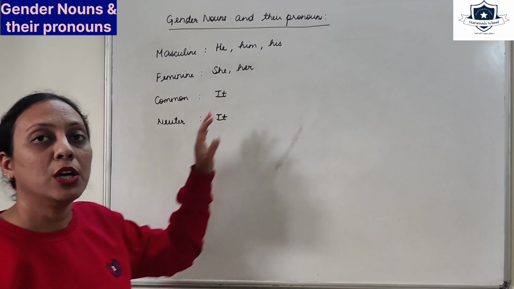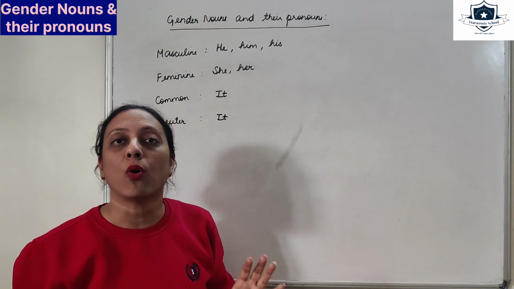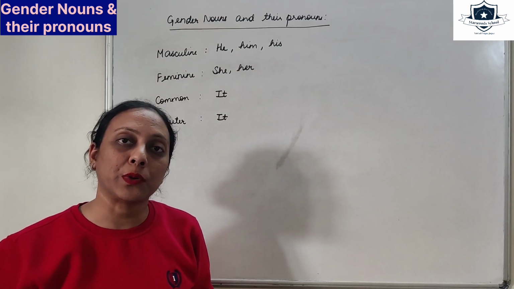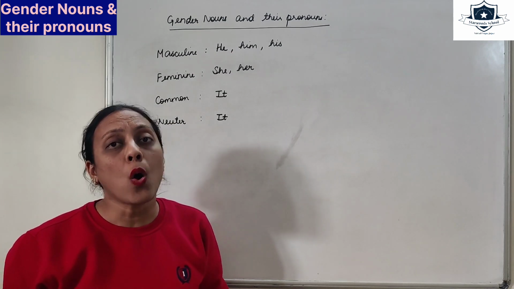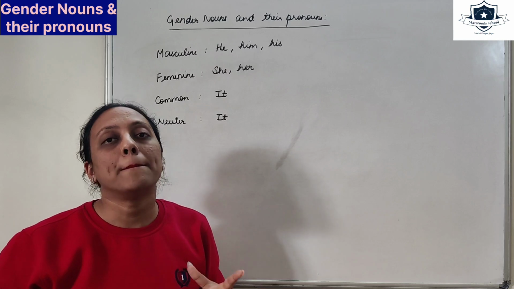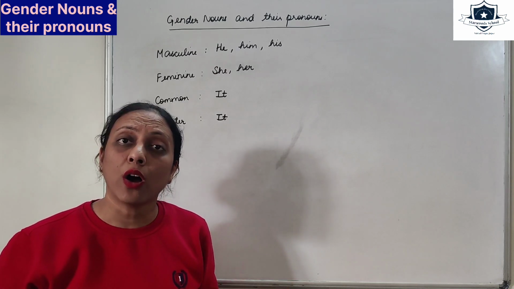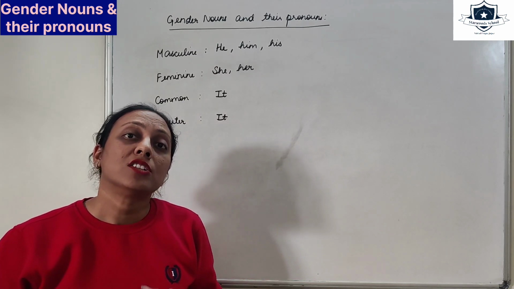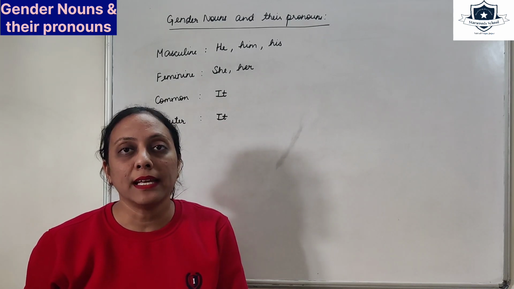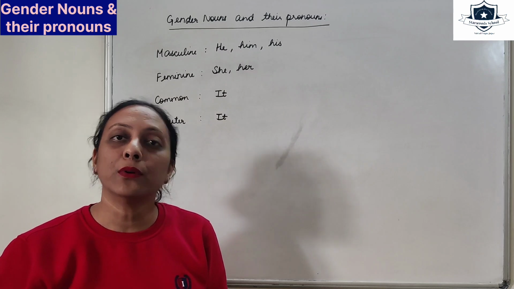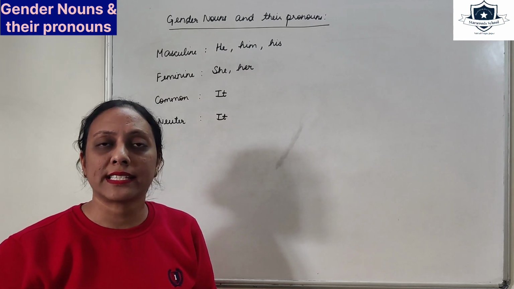Common gender noun will have it as a pronoun always. उसमें सिर्फ it ही use होगा. क्यों? For example, if we take a sentence, I saw a horse. It looked beautiful or it looked tall. It ran fast. जब तक हमें ये नहीं पता कि वो masculine है या feminine है, we cannot put the pronoun.